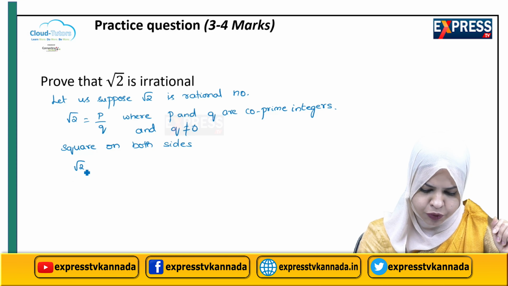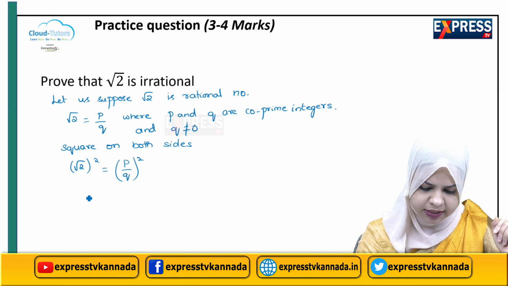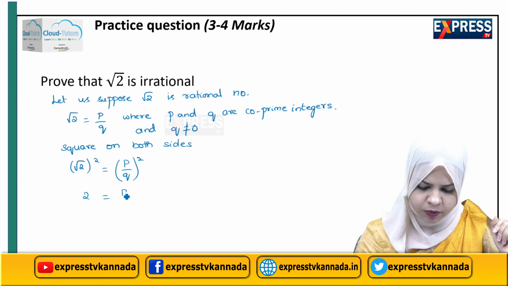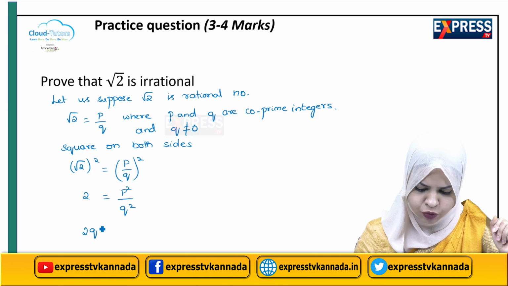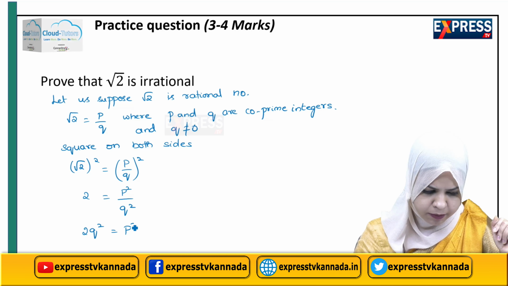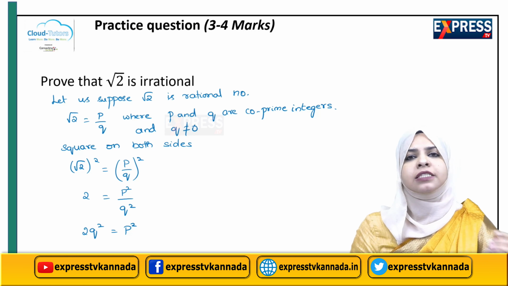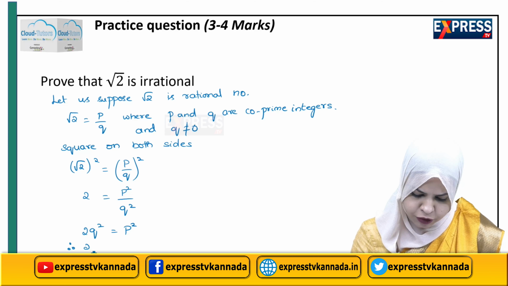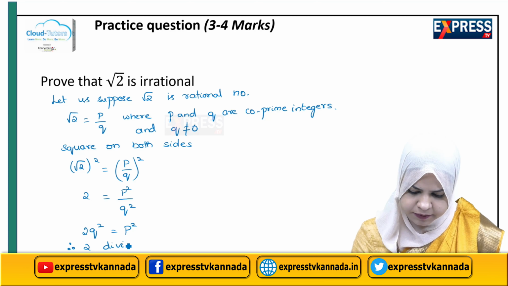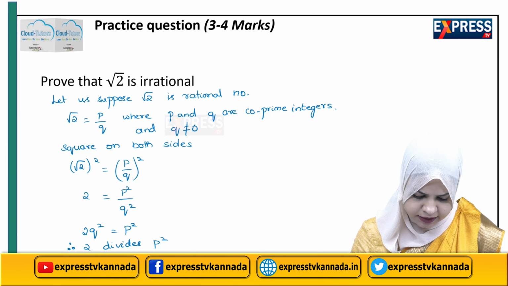So root 2 whole square is equal to P by Q whole square. So that is nothing but 2 is equal to P square by Q square. On cross multiplying, 2Q square is equal to P square. It is very clear that 2 divides P square, right? So let's write that. Therefore, 2 divides P square.